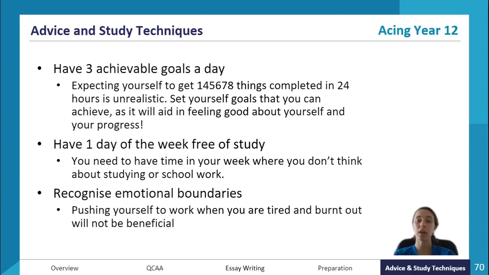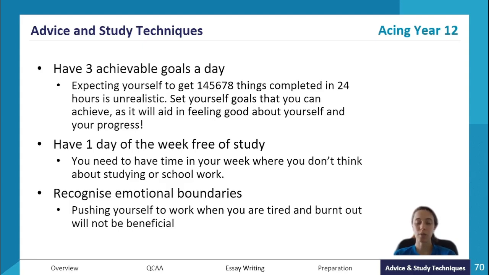Have breaks as well. Have one day of the week free of study. So, for example, Sunday may be your day off, and you need to have that time in order to avoid burnout, in order to have that balance in your life. Enough time to sleep and to look after your health.